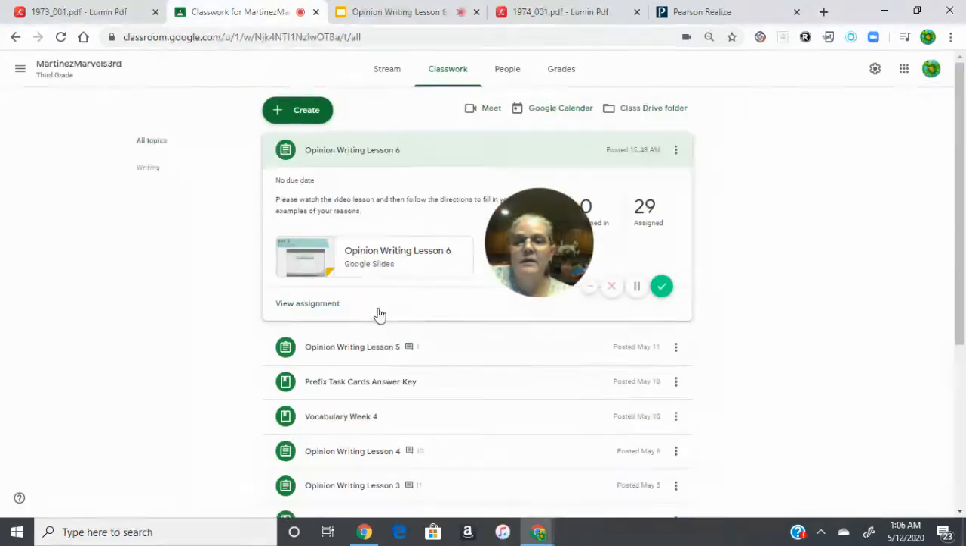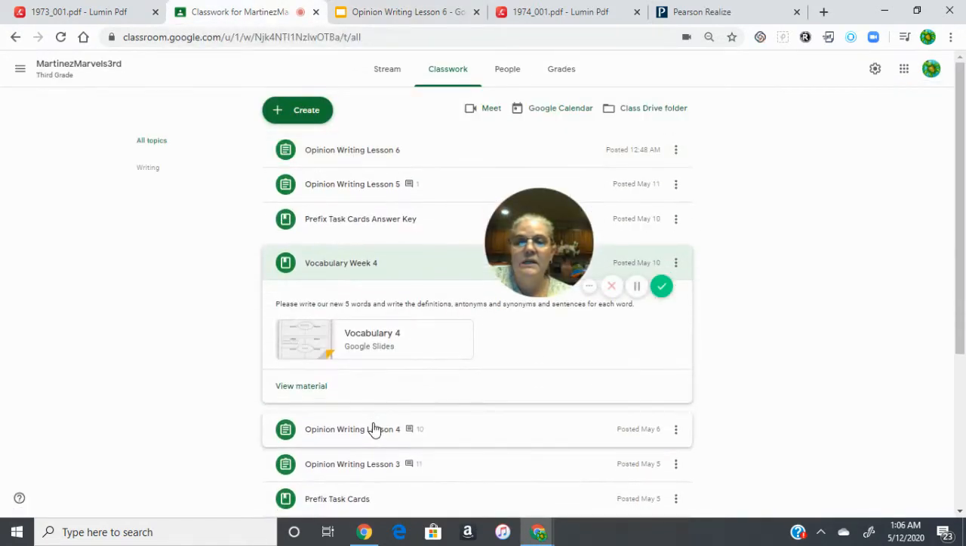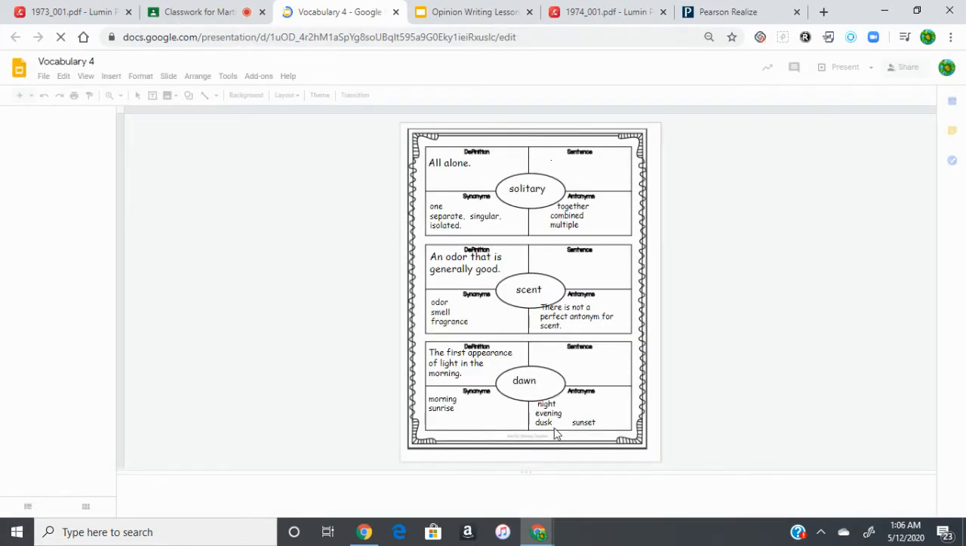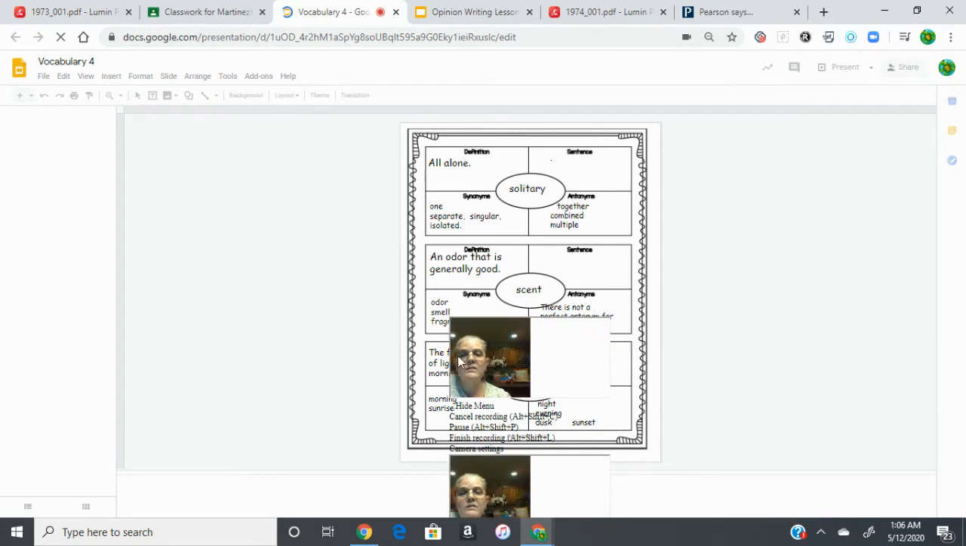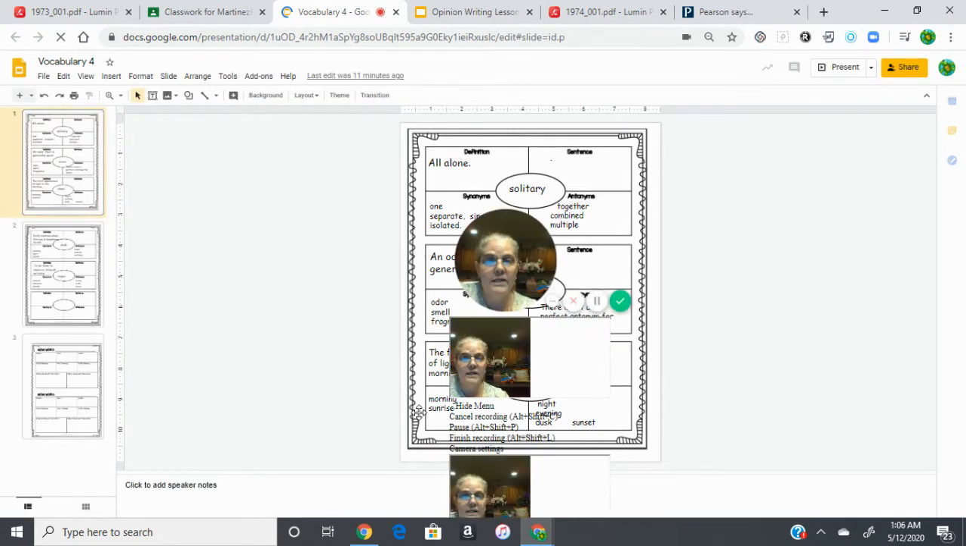All right. And then our vocabulary week 4. I've added in our antonyms and synonyms. So a synonym for solitary, we have one.